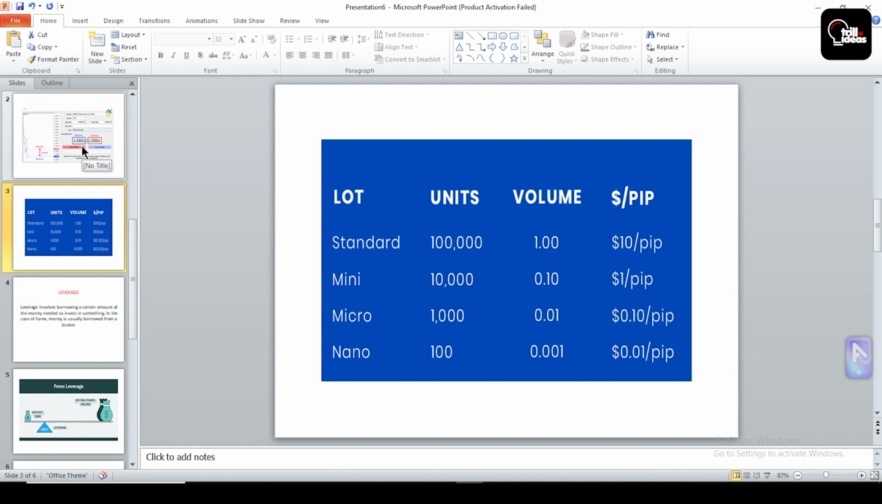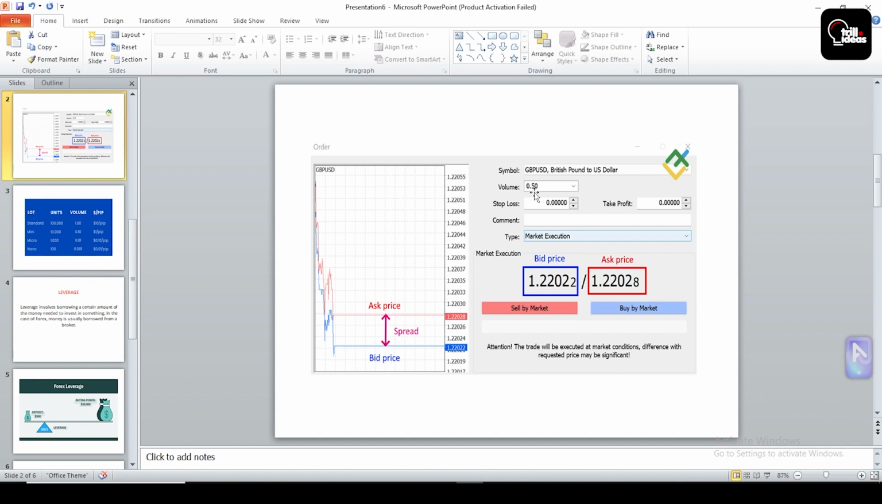So guys, for this particular one now, this volume that is showing here, which is 0.50, it is equivalent to you buying 50,000 units of GBP pair, because the symbol here is GBPUSD, which is British pound to US dollar. So for you to use this kind of 0.50 volume, that means you are buying 50,000 units of GBP pairs. So the higher the lot size, the higher the profit you can make in the market. Likewise, the higher the lot size, if the trade is not going in your favor, the higher the loss you can also encounter in the market.